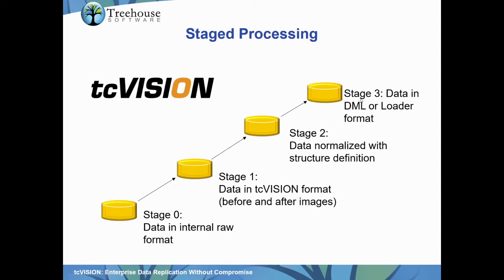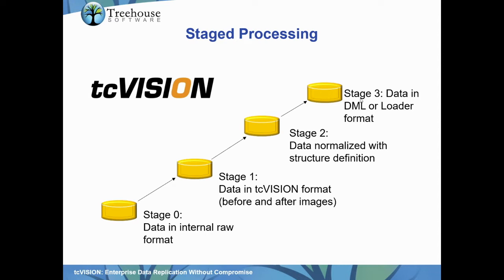So if it's going to Postgres, we'll generate SQL. If we're going to Kinesis, we'll generate JSON, or maybe we're going to Oracle, so we need to use the Oracle loader files. Whatever that target system is going to use, tcVISION is going to build it. So almost think of stage 3 as a bit of a garden hose type nozzle. You just spin it around to use whatever type of data source or data target you need to have.